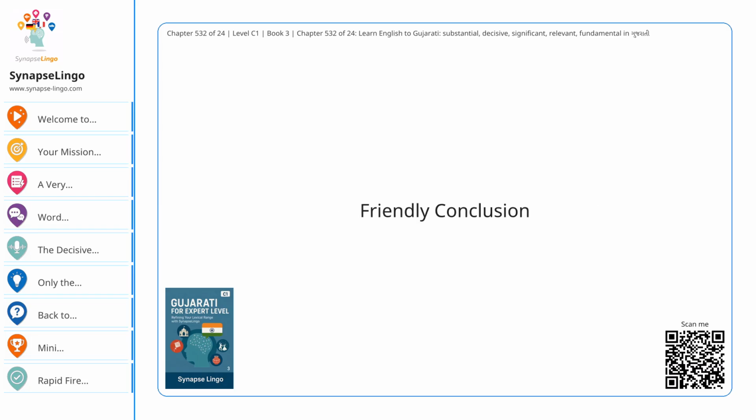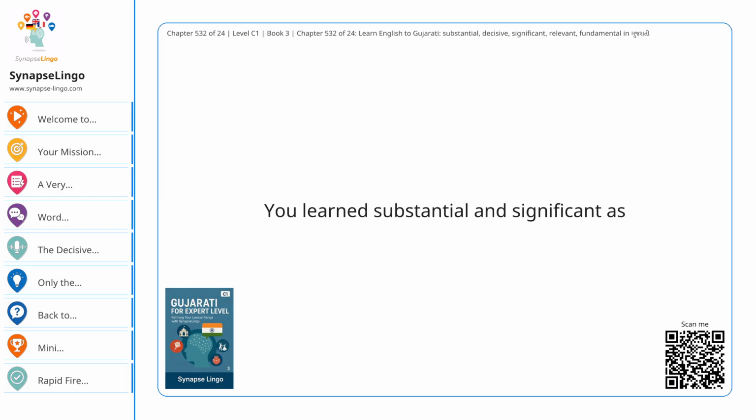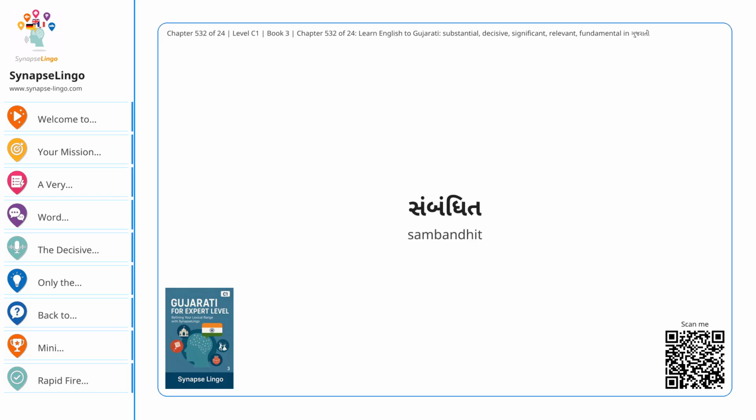Friendly conclusion. Nice work today. You just handled some high-value vocabulary like a language champion with a sense of humor. You learned substantial and significant as महत्वपूर्ण, decisive as निर्णायक, relevant as संबंधित, and fundamental as मूलभूत.